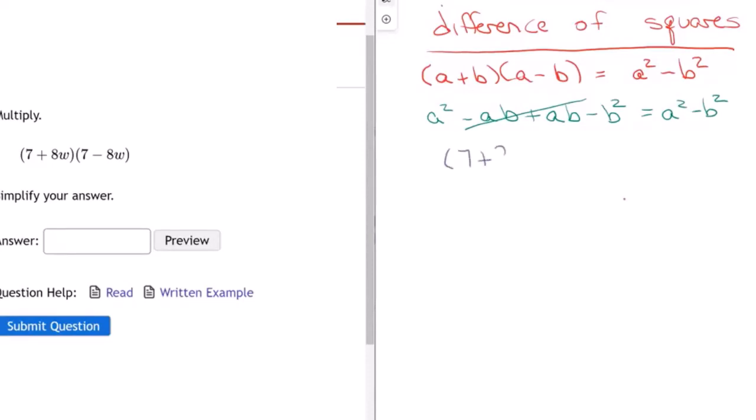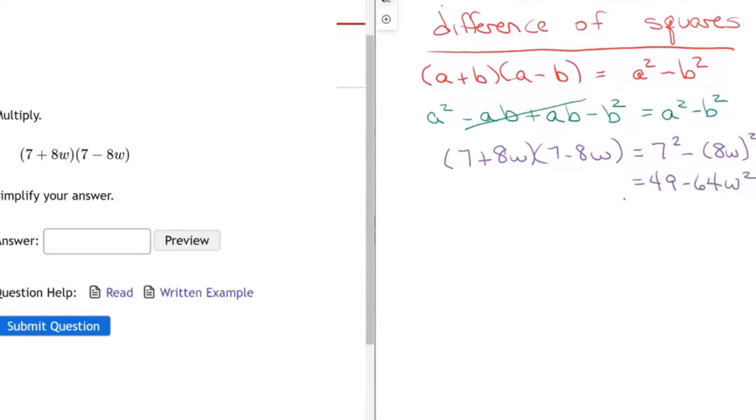7 plus 8w times 7 minus 8w. How do I notice the difference of squares? Because if a is 7, they both have 7 as a, and b is 8w, then they both have 8w as b. And then the only thing different is the signs are opposite each other. This would be a squared minus b squared, which is 49 minus 64w squared.